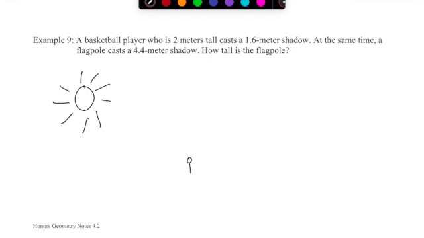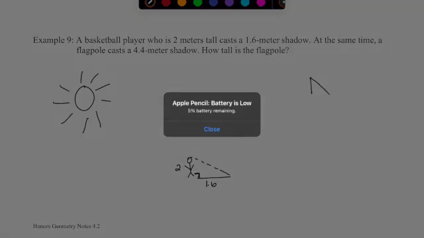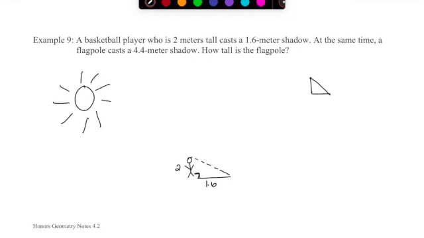We have our basketball player. We know our basketball player is 2 meters tall, and casts a 1.6 meter shadow, right? The shadow's on the ground. When this happens, what ends up being created is actually a really nice little right triangle. So right now, this is what we have. I'm going to redraw it over here. Here's 1.6, here's 2, here's our right angle.